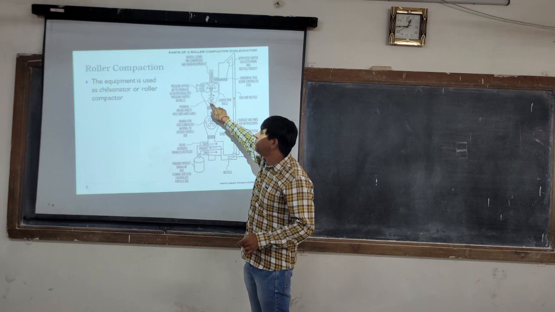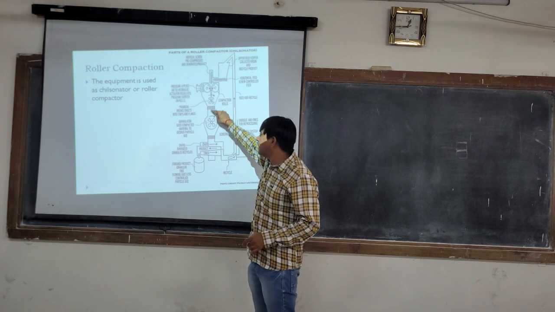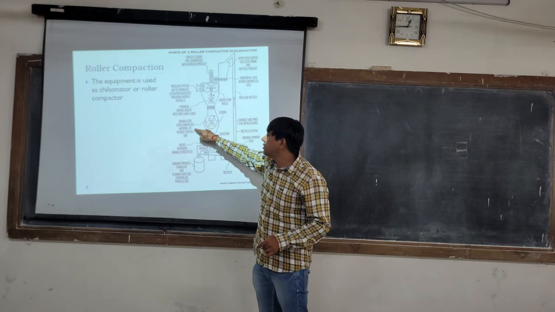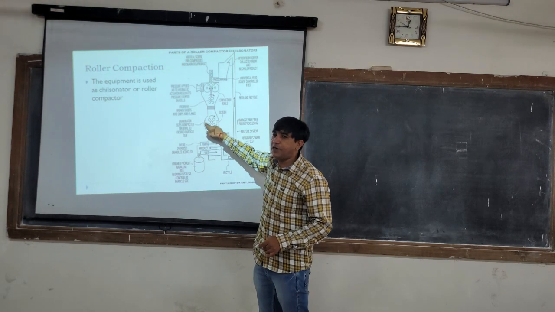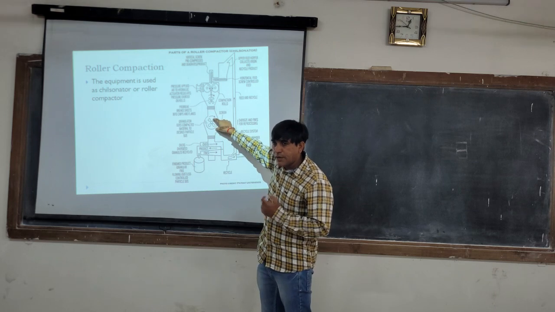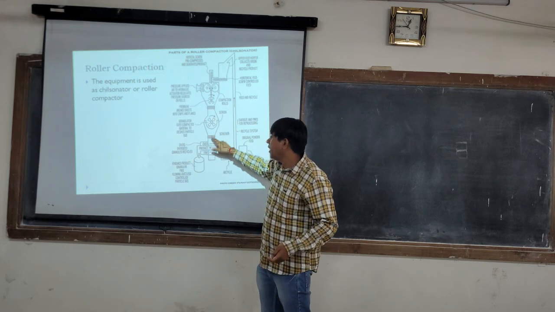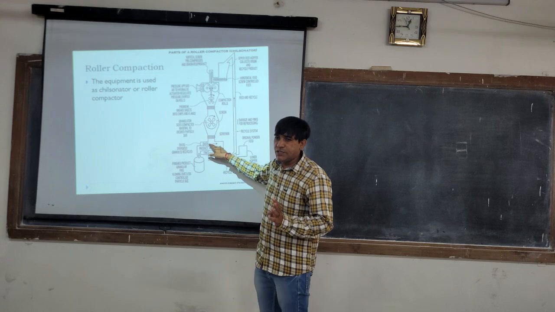This is the pre-breaking, primary breaking. Then it will move to the next chamber in which there will be actual granulation, and at the bottom a screen is fitted. The granules which pass through the screen are further screened in three different sizes.